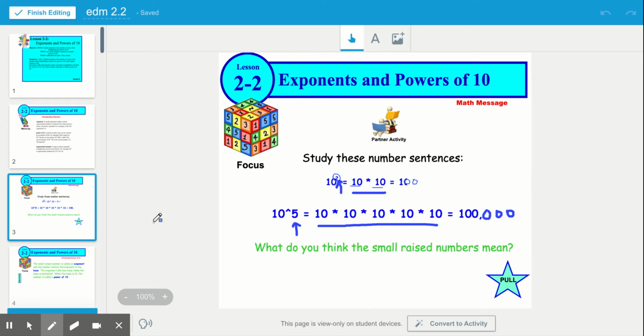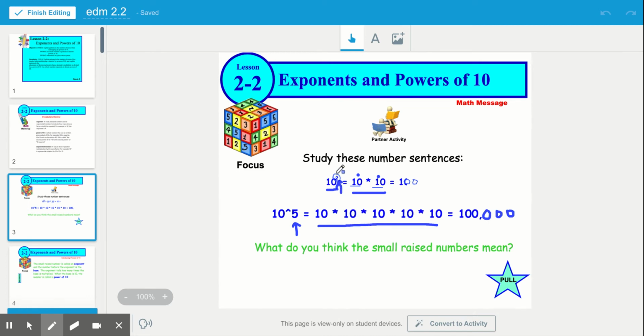What do you think those small raised numbers mean? Well, hopefully what you said to yourself is that the small raised number tells us how many times this base number is going to be multiplied. So we see 10 to the second power. I see 10 times 10. So I see 2 tens are being multiplied. Same thing down here. The 5. 1, 2, 3, 4, 5. It tells me 5 tens are being multiplied.